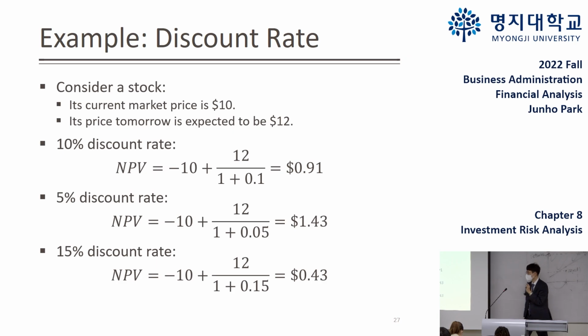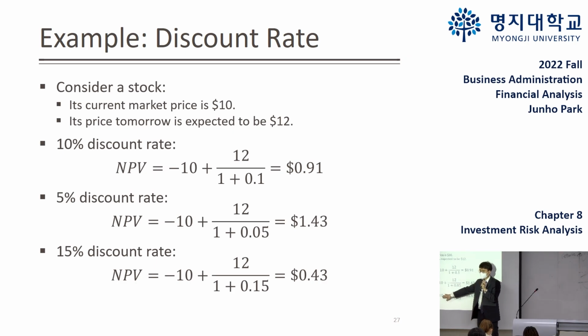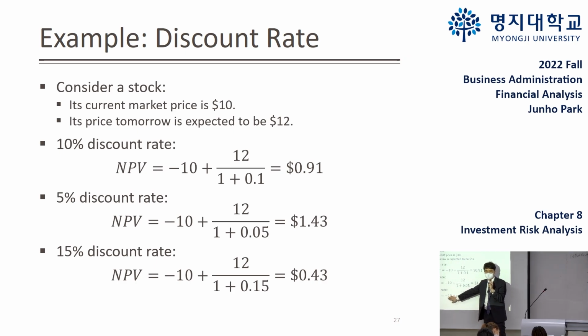So eventually, if you increase the discount rate further, then NPV will become negative, and then you will reject this kind of investment. So when you increase the discount rate, what happens here is that you do not want to give up the current consumption, and you want to enjoy it today rather than investing for the future. This is because you do not want to have uncertainty in the future.